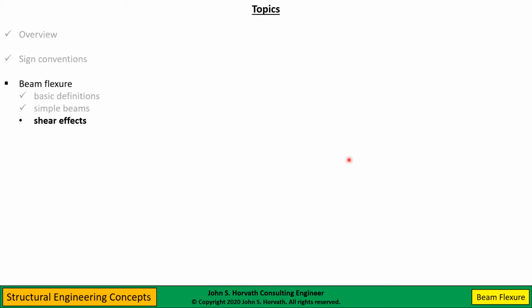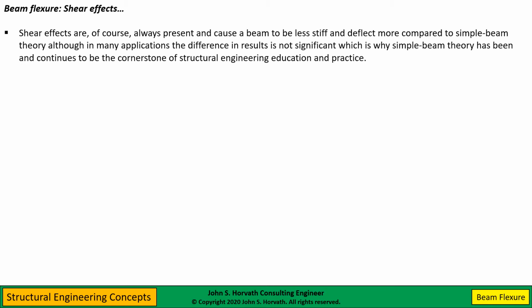Well, let's talk about some of the complicating or secondary effects, starting off with shear effects. Shear effects are, of course, always present. You know, in engineering, just because we neglect something for simplicity doesn't mean it's going to disappear. Nature is not going to oblige us and disappear. It's still going to be there. So shear effects, of course, are always present.